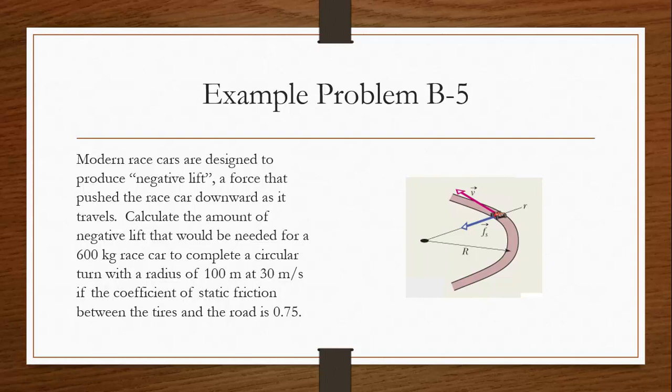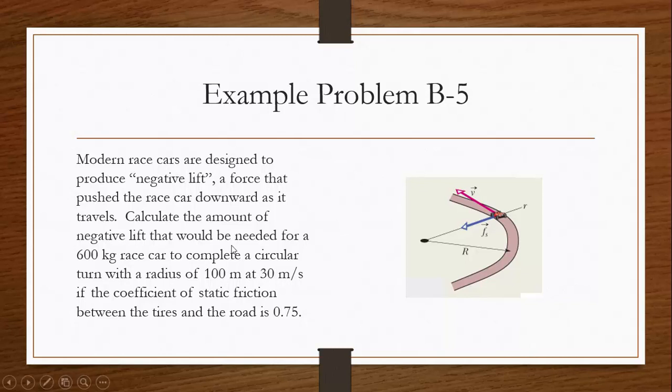And so here we have a problem dealing with a modern race car, and modern race cars are designed to produce something that's called negative lift. Negative lift is a force that pushes a race car downward as it travels. The reason for this force is that if you have an additional force that pushes the race car downward as well as gravity, you increase the normal force acting on the race car, and you also increase both the static frictional force and the kinetic frictional force. And so, more importantly, you increase the maximum static frictional force, so you can increase the maximum speed at which a car can turn a corner.